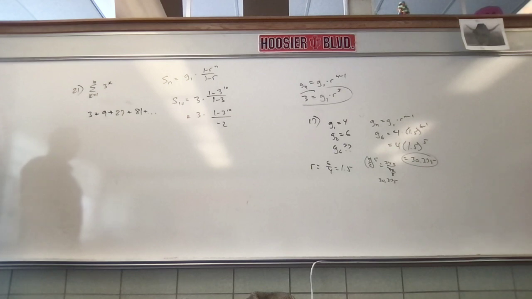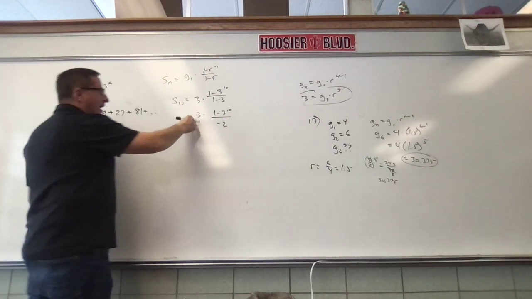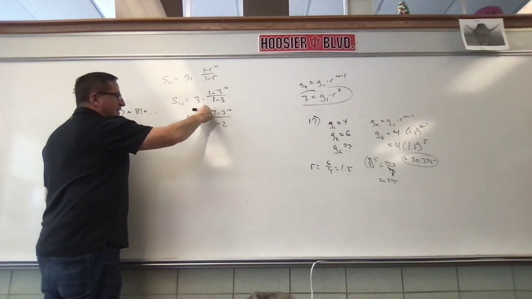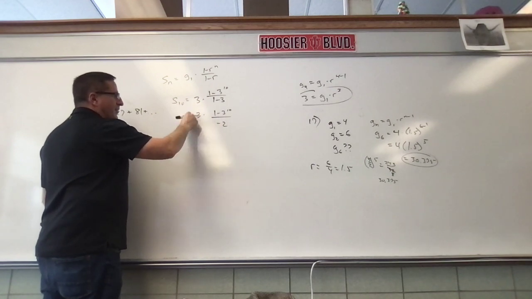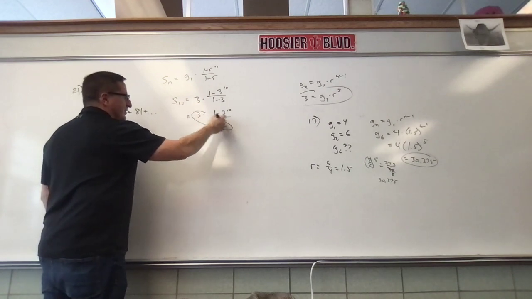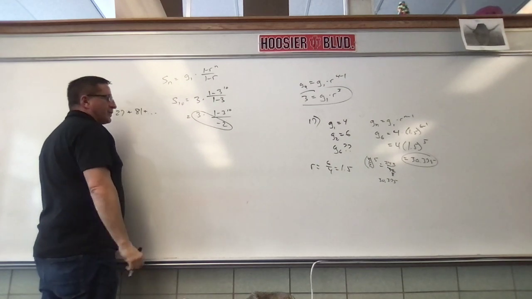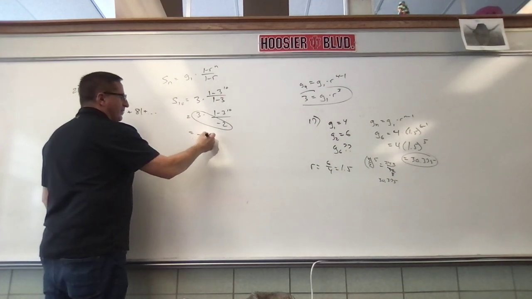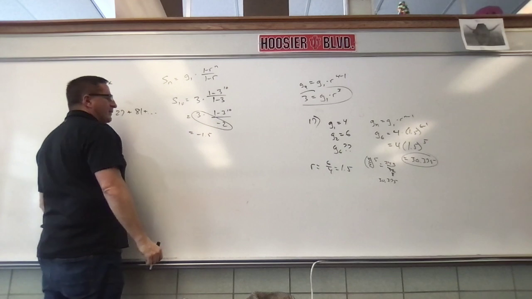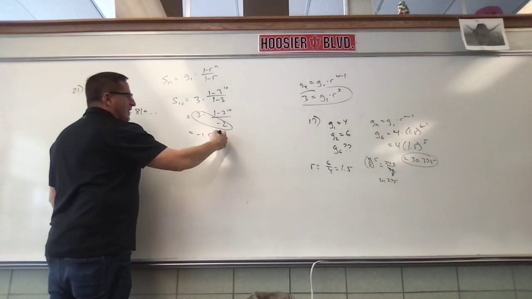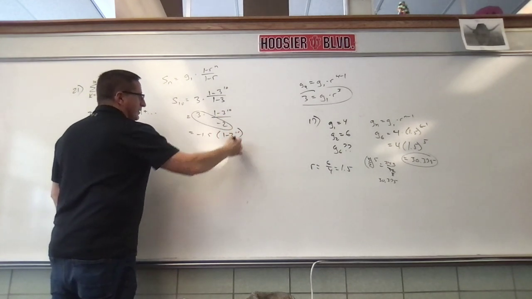Now, one more thing, okay? We can simplify this. This 3 times this 3 is on top, okay? I could simplify 3 over negative 2. I'm going to circle this. 3 over negative 2. 3 divided by negative 2 is negative 1.5. We're going to take negative 1.5 times all of the top, 1 minus 3 to the 10.